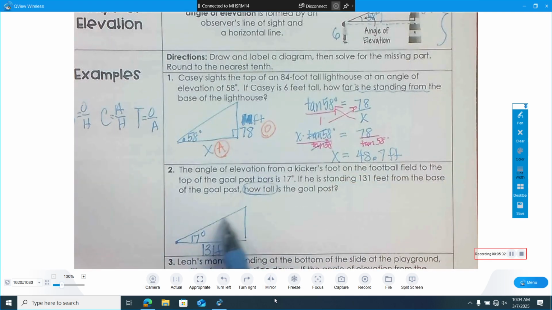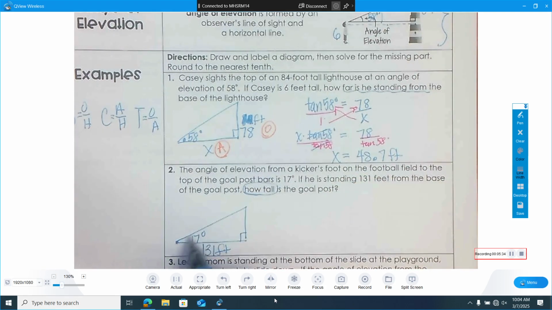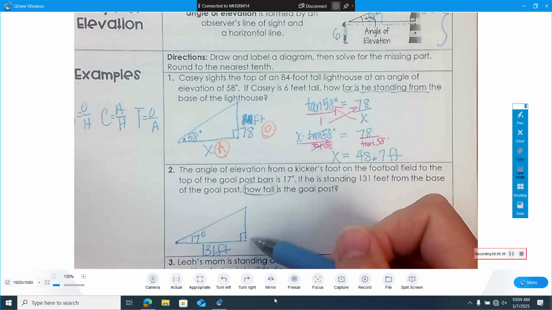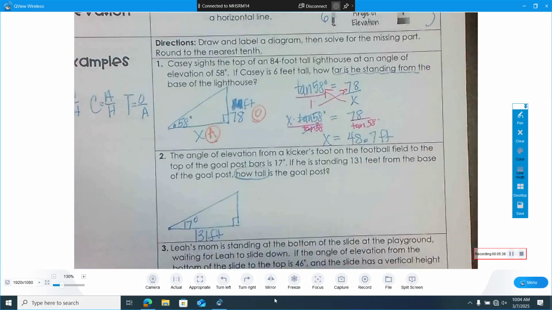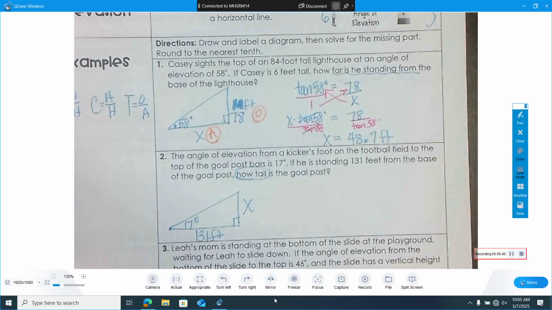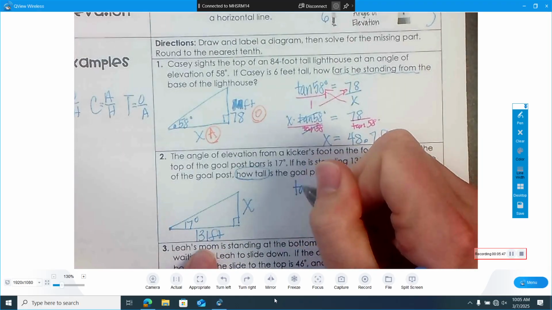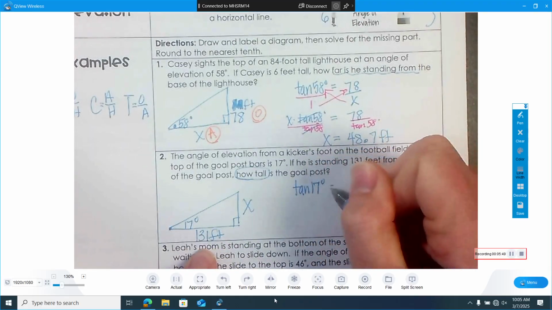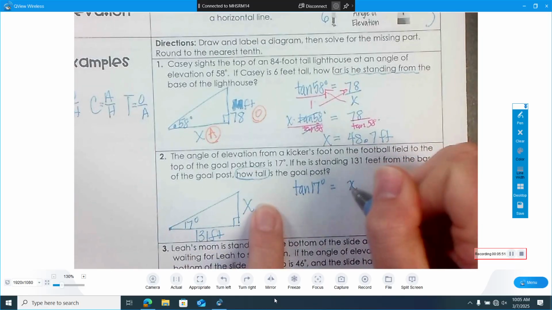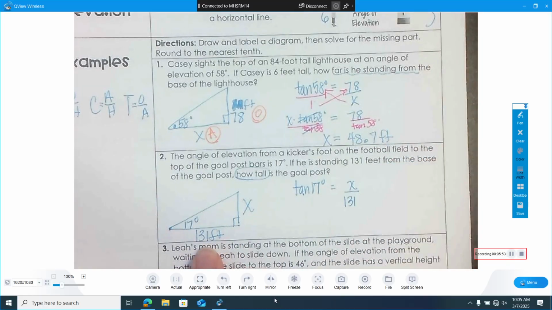So should I be using my hypotenuse here, or are we trying to find the vertical? Yeah. So there's our x to find the height of the goalpost. Tangent function again, opposite and adjacent. So tangent of 17 degrees equals opposite x over adjacent 131.